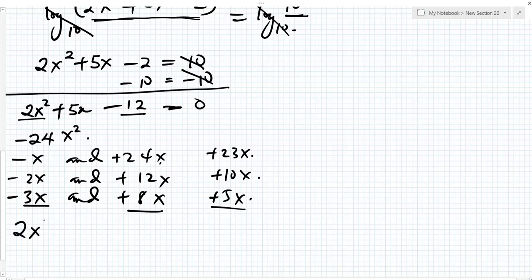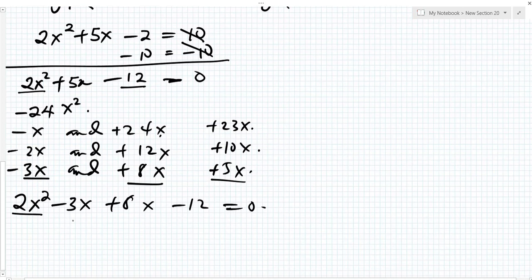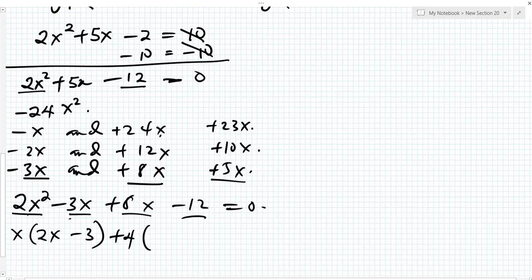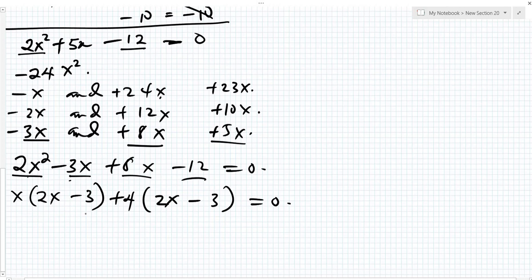So what I'll do next is 2x² − 3x + 8x − 12 equal to 0. Now what is the common factor between these two terms? It is x. So you have x(2x − 3). Now what is the common factor between plus 8x and minus 12? It is 4. So plus 8x divided by plus 4 gives 2x, and minus 12 divided by plus 4 gives minus 3. So when you look at this, you have this as a common factor, so we'll factor it out.